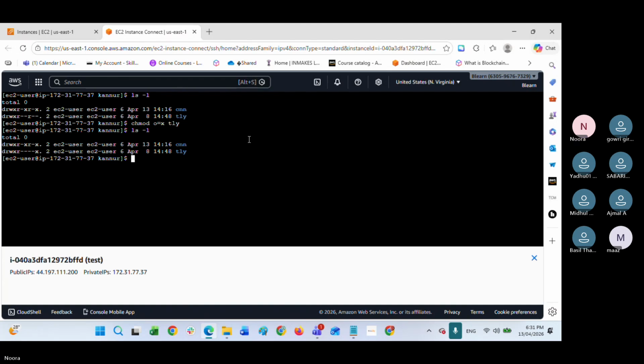G minus R. Yes. First you will perform G minus R. Correct? Then what you will perform after G minus R?